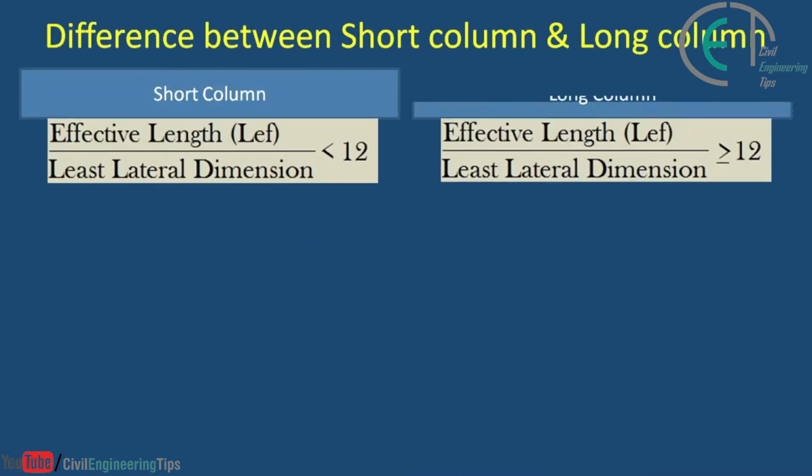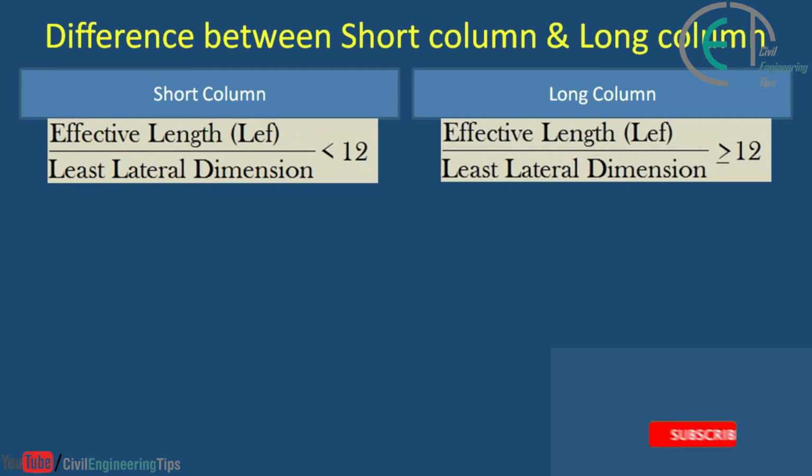Difference between short column and long column. Let's find the difference hidden in the definition of short column and long column. If the ratio of effective length of a column to the least lateral dimension of that column is less than 12, then we are defining it as short column. Similarly, if the ratio of effective length to the least lateral dimension is greater than or equal to 12, then we are defining it as long column.